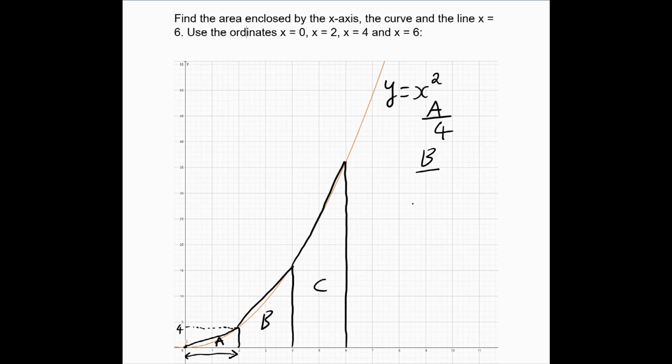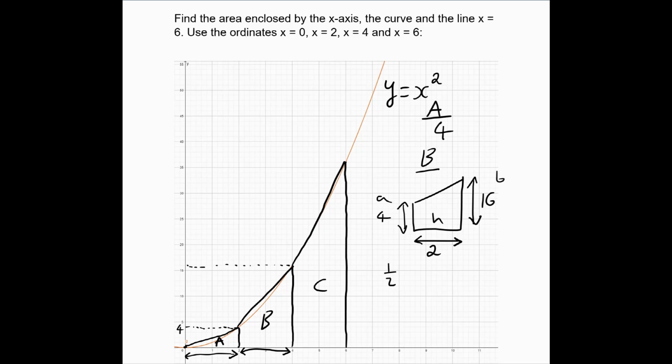B is a trapezium, and I'll just sketch it here. The trapezium looks like this. The left parallel side is 4 in terms of height. The right parallel side occurs when x equals 4, and if you can read off, you can see it's going to be 16, which is what we'd expect. The distance between the two parallel sides is going to be 2 to 4, and I can substitute my values into the formula to work out the area. Half, 4 plus 16, times 2. So the area of B is 20.